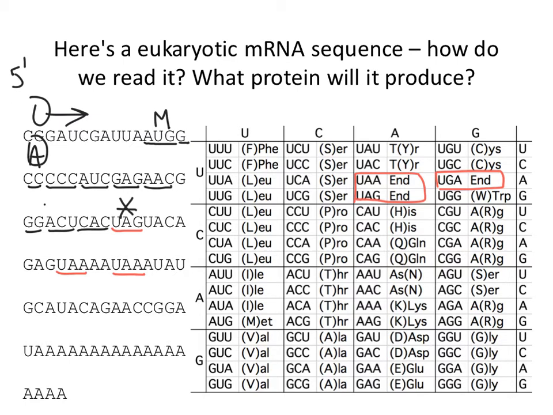CCC. P. Proline. AUC is isoleucine, I. GAG. Yep, glutamic acid, glutamine. GGG, that's the easy one to remember, if any of them. G, yeah. GGG encodes glycine. It's about the only thing that makes sense in this entire codon table. ACU.